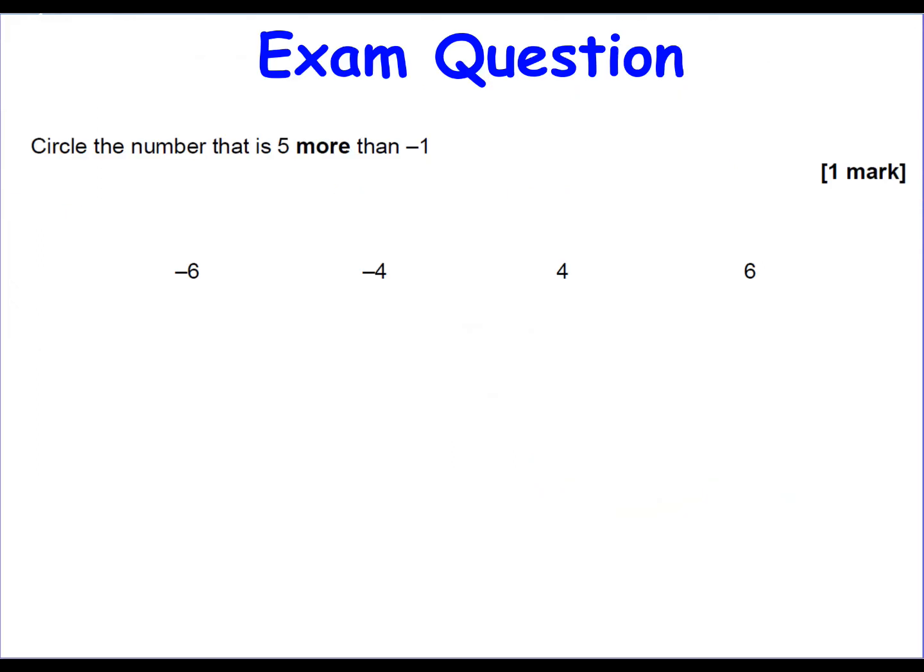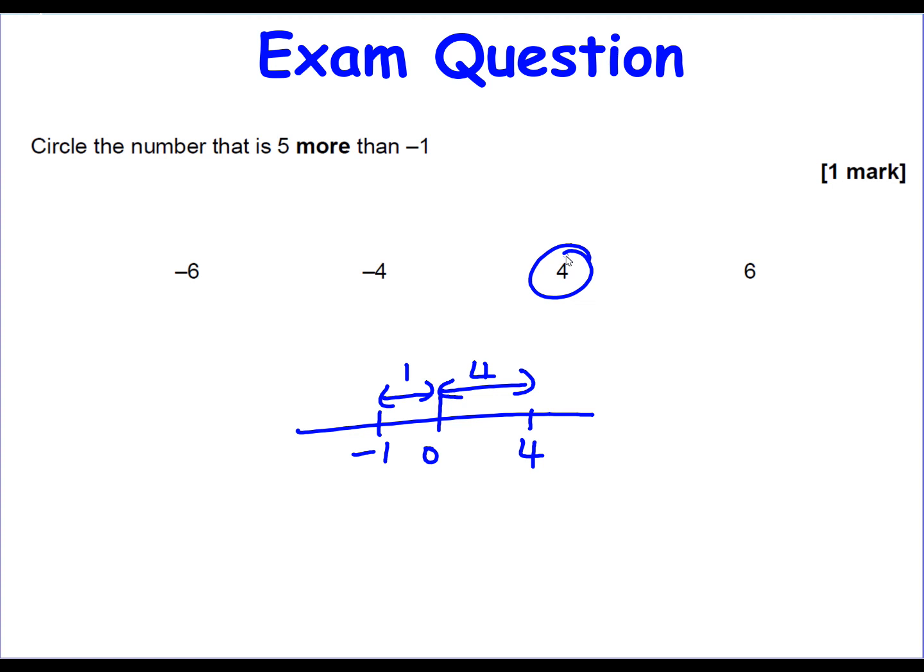Here's another example of an exam question, and it's asking us to circle the number that is 5 more than -1. So again, if you're at all confused by this, just sketch your number line and put the number that you know on there, so -1. Now, much like our temperatures with our cities around the world, I know I've got a gap of 1 here. So to make up the 5, I need to go another 4 in that direction. So the number I'm looking for is +4.